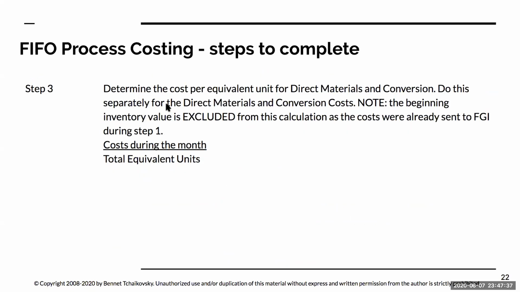Then when it comes to determining the cost per equivalent unit, this is the other difference. I'm taking only my cost during the month. Remember, I already sent out those beginning inventory costs, so now I'm just using the cost during the month, and I'm dividing this by my total equivalent units under FIFO.